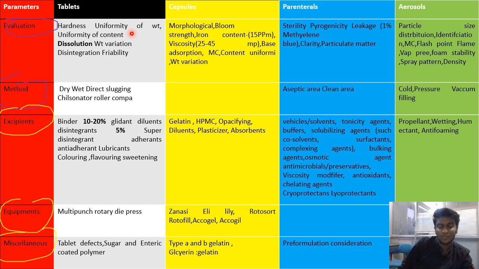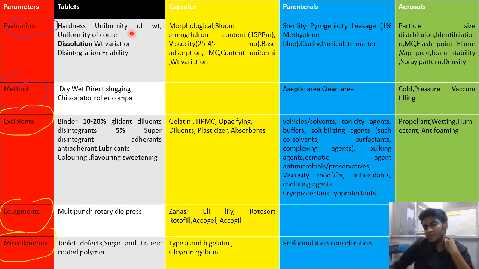Then different dry granulation equipment, chilsonator, roller compactor, slugging, dry granulation, wet granulation, direct compression, excipients, binder, glidant, diluent, disintegrant. Then miscellaneous: what are tablet defects, mottling, chipping, lamination, orange peel effect, roughness. Capsules may have different types of gelatin, type A, type B, glycerogelatin ratio, Rotosort, Rotofill and all. Opacifiers, bloom strength, iron content, viscosity, moisture content for capsules.